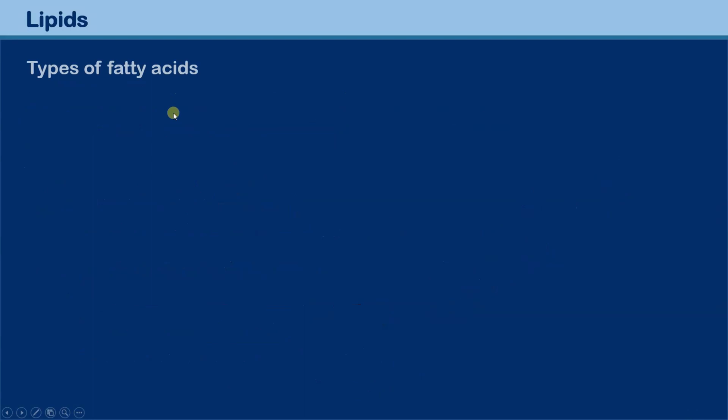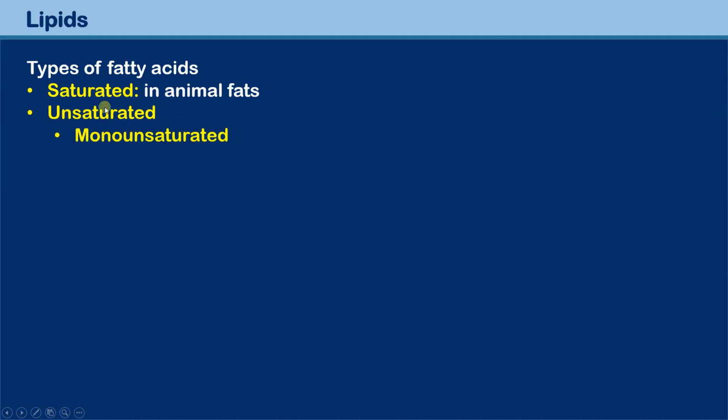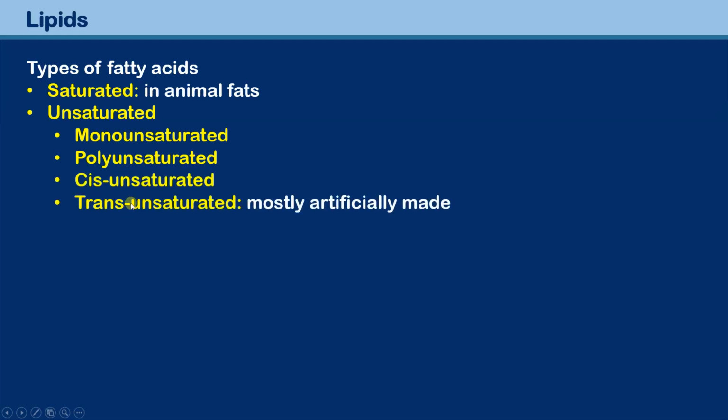Now let's move on over here. I'm going to talk about different types of fatty acids now. I already talked about saturated fatty acids. They do not have double bonds, and they can be found mostly in animal fats. Then there are the unsaturated fatty acids, which contain double bonds. And they can again be subdivided into monounsaturated, polyunsaturated, and also cis and trans-unsaturated fatty acids. And I'm going to explain this right now.